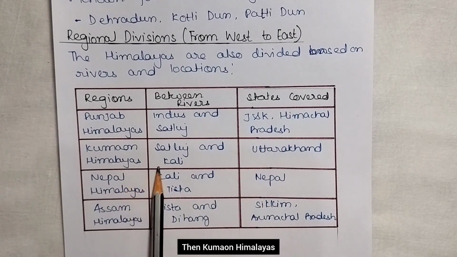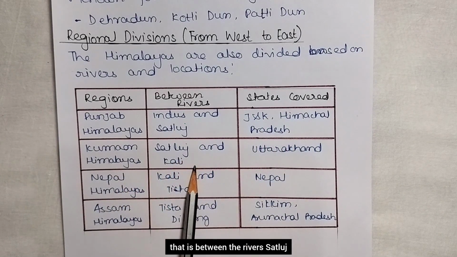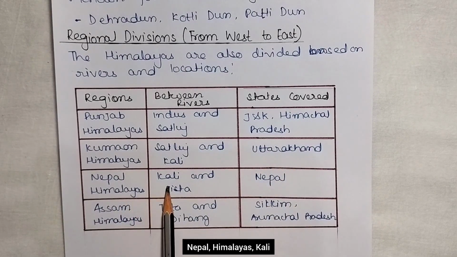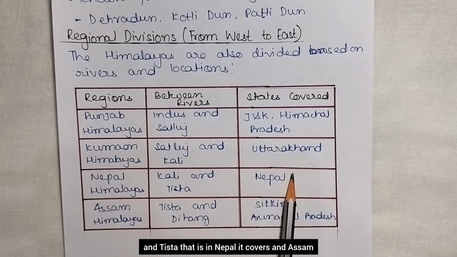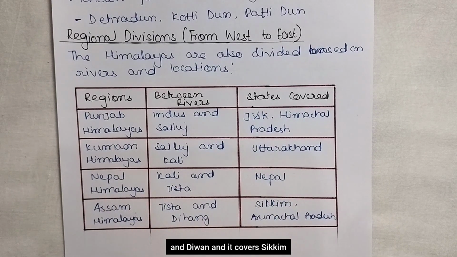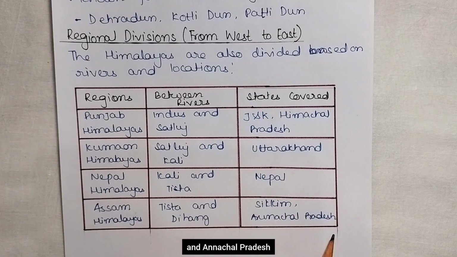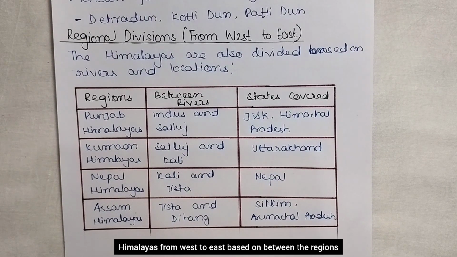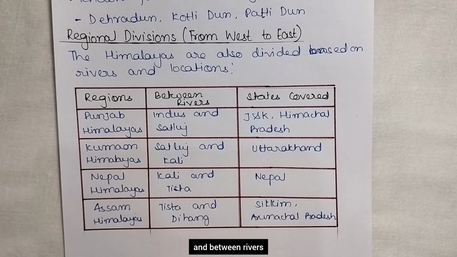Then Kumaon Himalayas, that is between the river Satluj and Kali, and the state covered is Uttarakhand. Nepal Himalayas, between Kali and Tista, that is in Nepal it covers. And Assam Himalaya, that is between Tista and Dihang, and it covers Sikkim and Arunachal Pradesh. Okay, so these are the regional divisions of the Himalayas from west to east based on rivers and states covered.